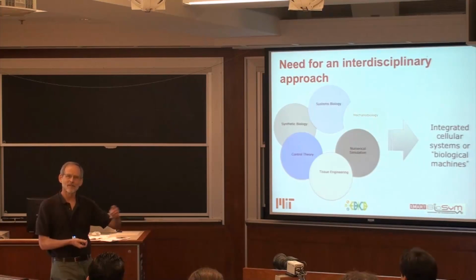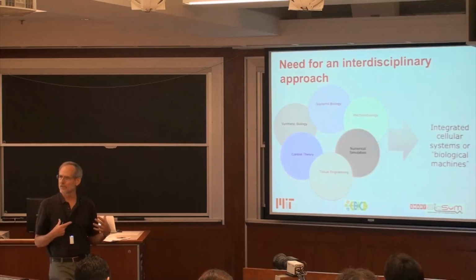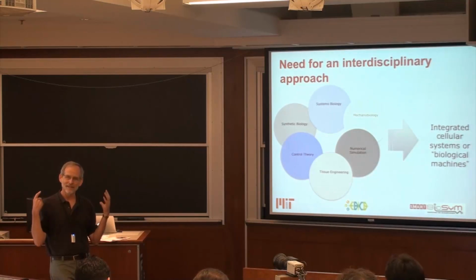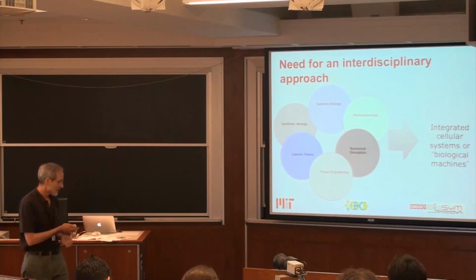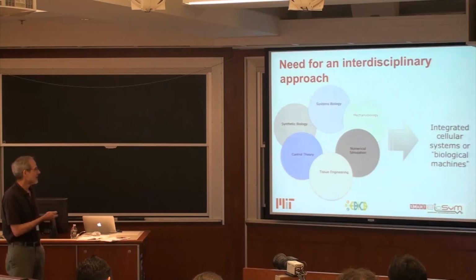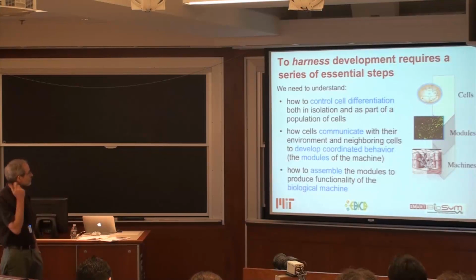There's a constant iteration, a constant back and forth, but as that model develops and becomes more complex, it can actually capture much more behavior than you can keep in your mind at one time. So especially with biological systems that have such high complexity, I think the computational aspect of it is extremely important. If you put all these together, we're trying to use that to develop these integrated cellular systems, or the biological machines.